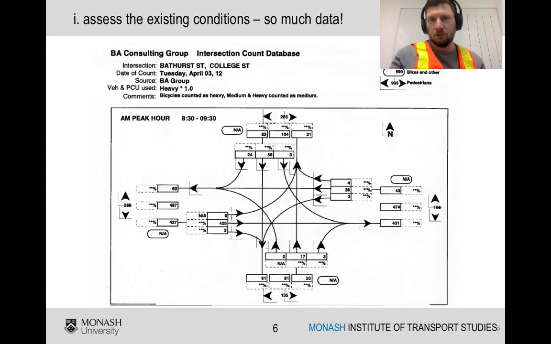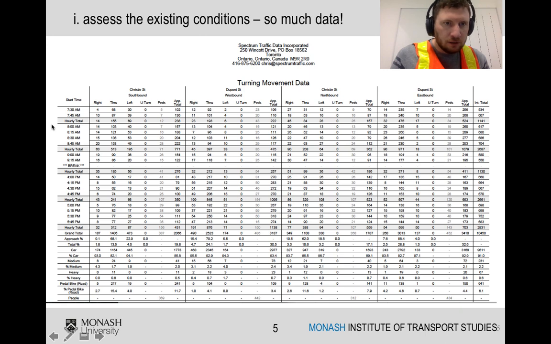So you get some nice graphics like this that tell you it was busiest between 8:30 and 9:30 on that particular day. But we were counting between 7:30 and 9:30 by the looks of things. So for all we know, it might have actually been even busier between 9 a.m. and 10 a.m. But anyway, the standard way of doing these things is 7 to 9 in the morning, 4 to 6 in the afternoon.